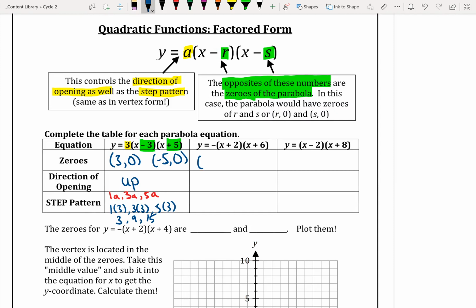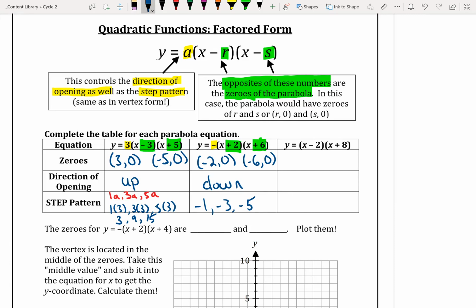Right, moving on to the next equation. Again, our zeros, the two numbers in the brackets, but the opposite of what we see. So -2, 0, and -6, 0 are the two zeros. Again, remember, it's the opposite of those signs. The direction of the opening in this case is going to be down because of that negative in front. The negative value means it's down. And the step pattern, following the same idea, 1a, 3a, 5a. In this case, we have -1, so our step pattern becomes -1, -3, -5.